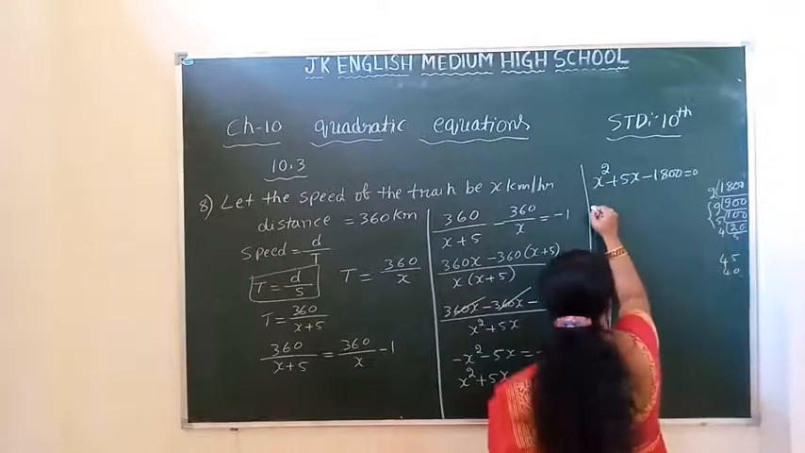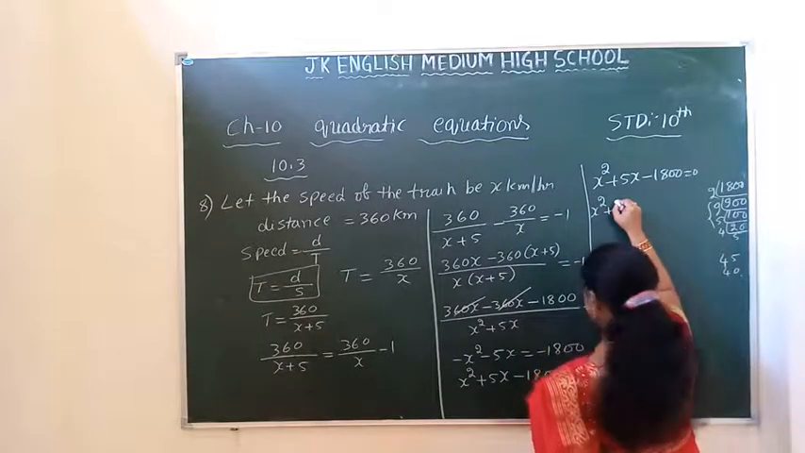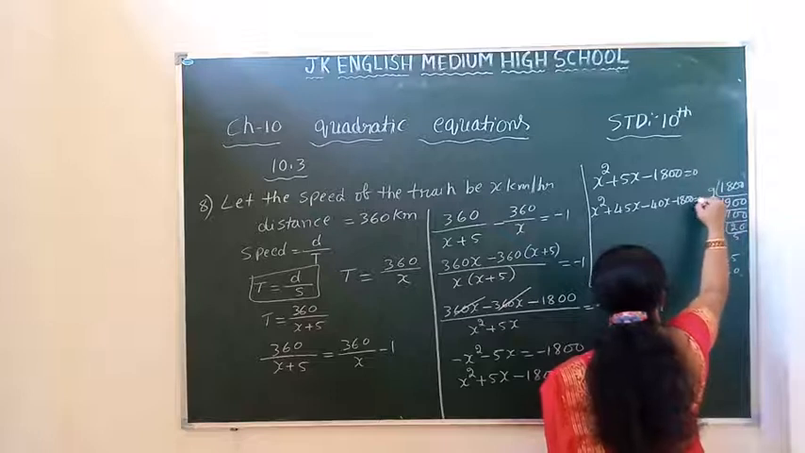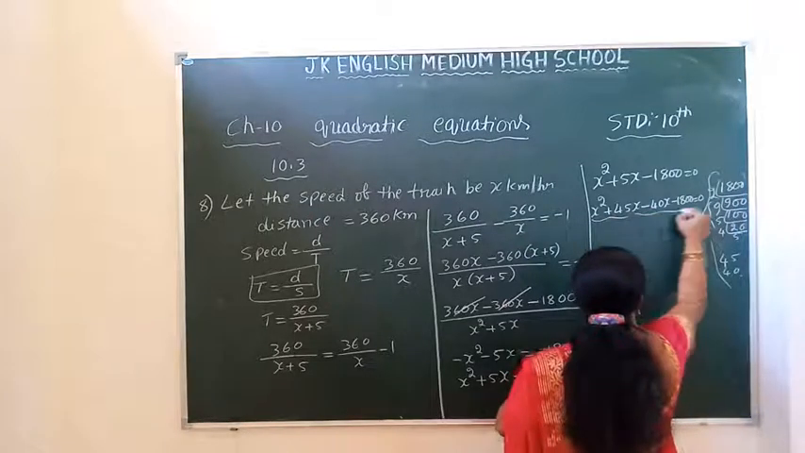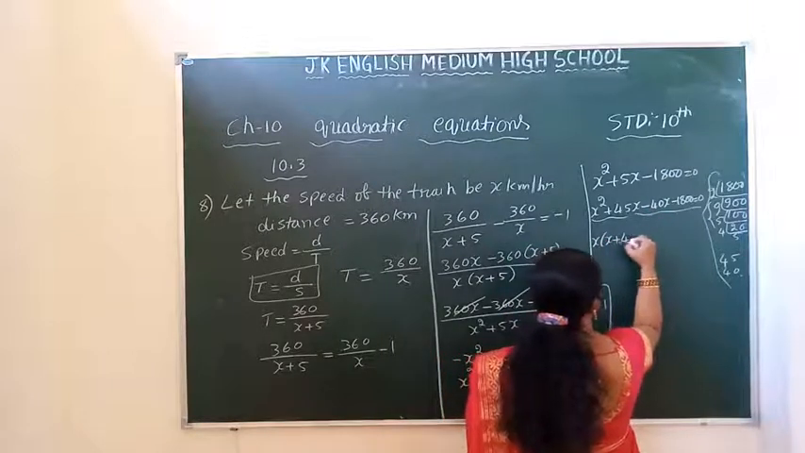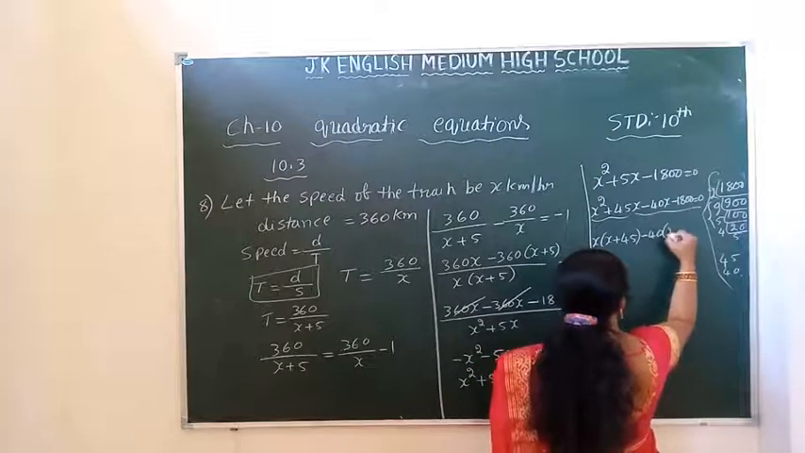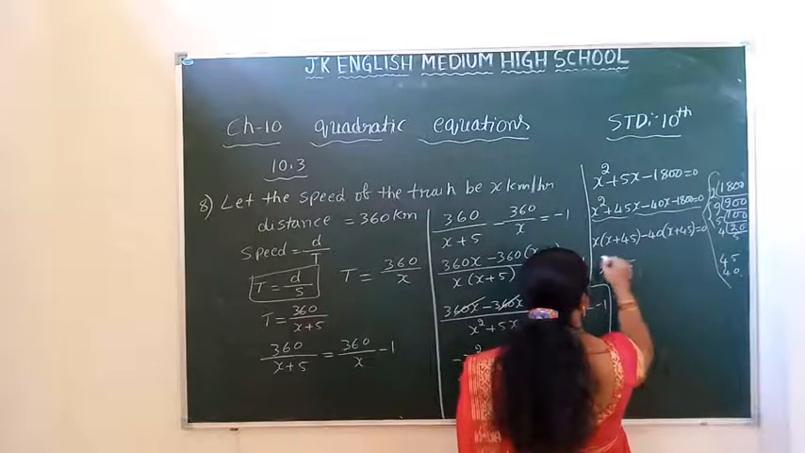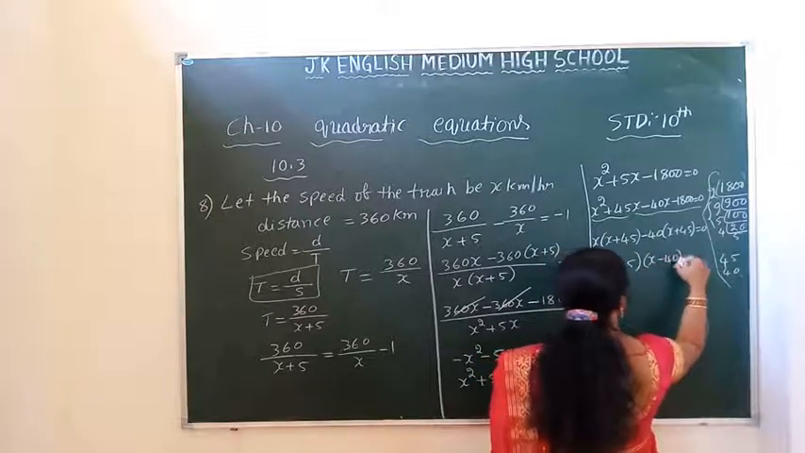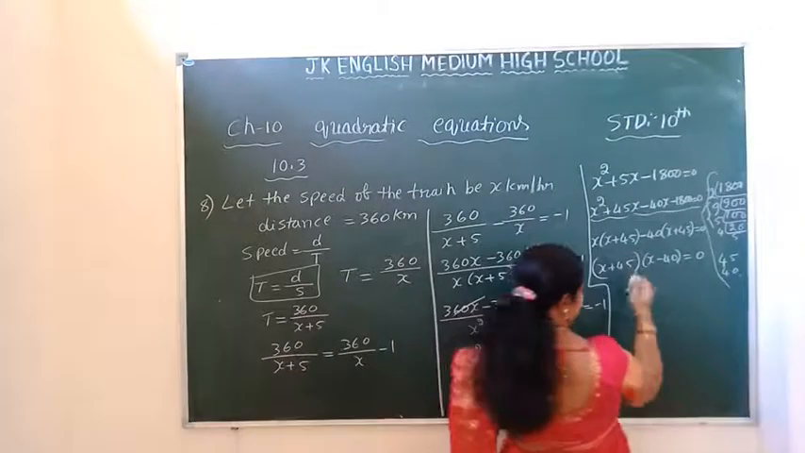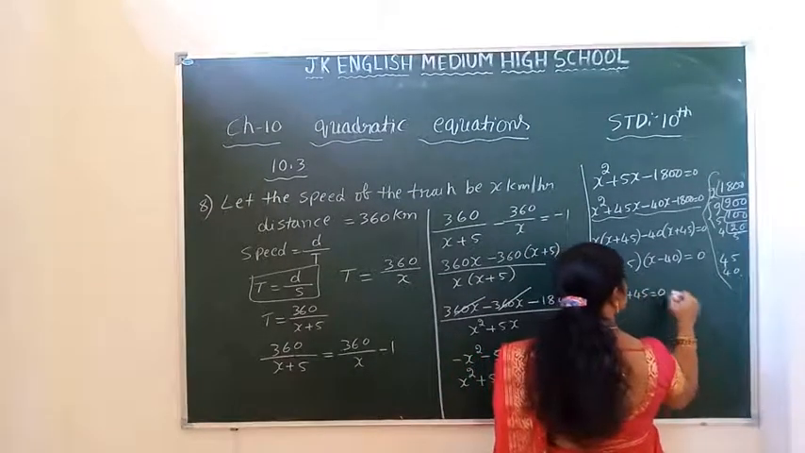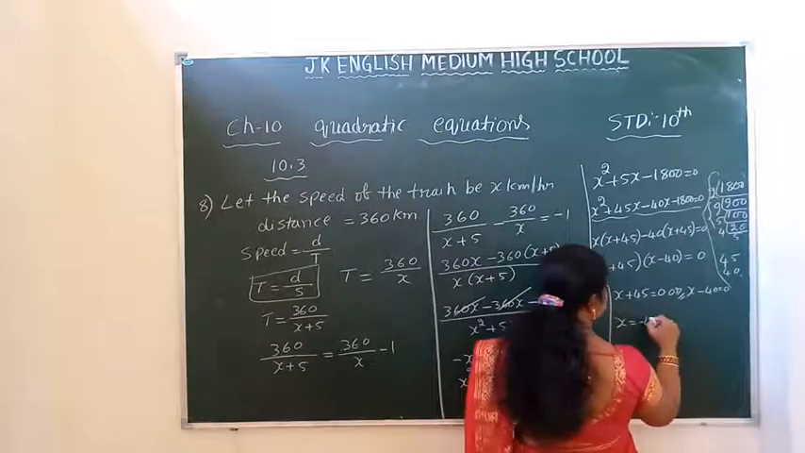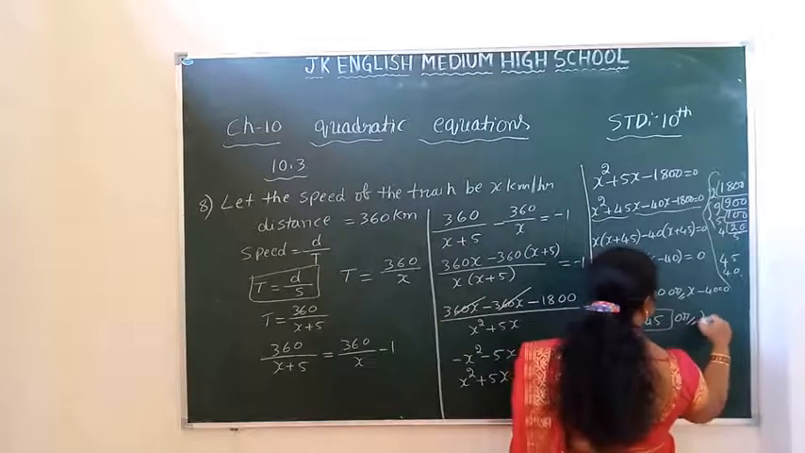So I can split in this manner: x square plus 45x minus 40x minus 1800 is equal to 0. Then group two terms each, x you take common, x plus 45. Here minus 40 you take common, x plus 45 is equal to 0. Both take once again common, x plus 45 is common. You are going to get the remaining factor, x minus 40, is equal to 0. Equate both to 0. Factorization method you have already learned from 9th standard. X plus 45 is equal to 0 and x minus 40 is equal to 0. X is equal to minus 45 and x is equal to plus 40.